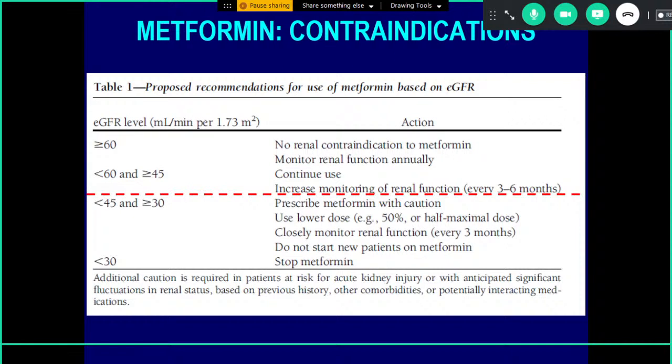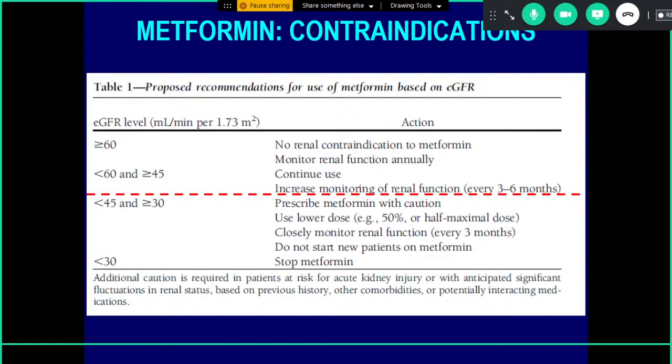Now, instead of using an absolute creatinine value, we now use an estimated GFR to decide whether or not you can give metformin. So if your eGFR is more than 60, no problems at all. If it's between 45 and 60, if the person is already on metformin, continue. Just if you normally do renal function monitoring annually, maybe do it every 3 to 6 months.